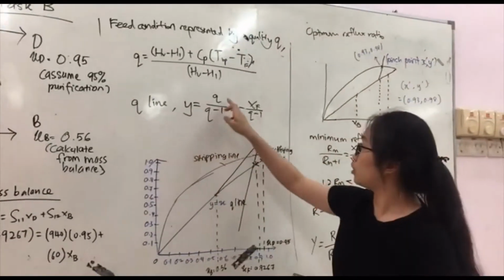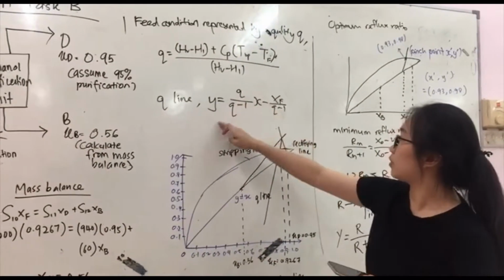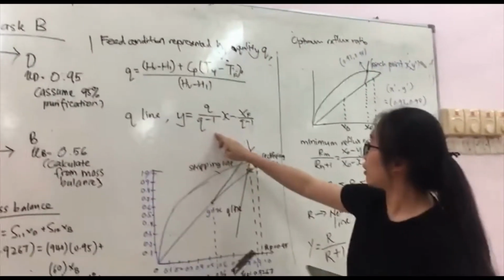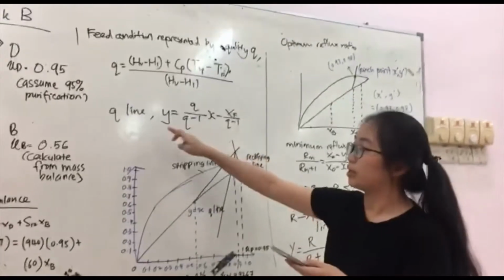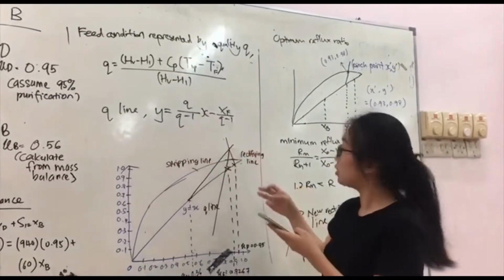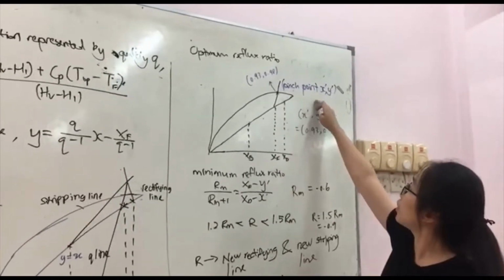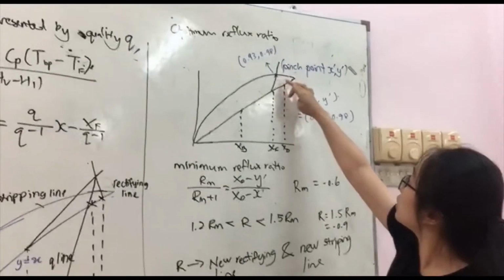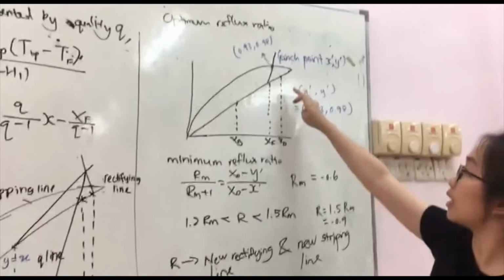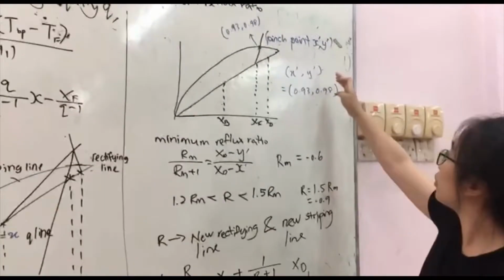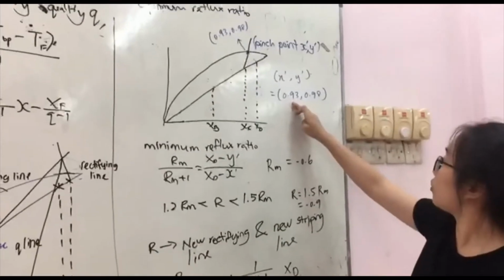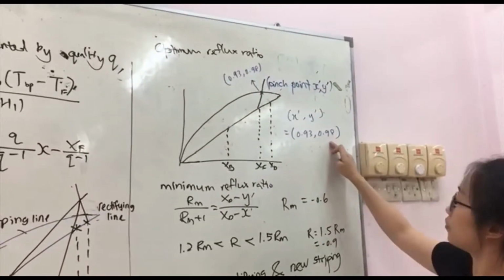Then we'll get the Q value, and using this formula, y equals mx plus c, we get the Q line. Then after we draw the Q line, we get the pinch point here, where the Q line intersects with the equilibrium line. We get our pinch point with 0.93 for x, 0.98 for y.